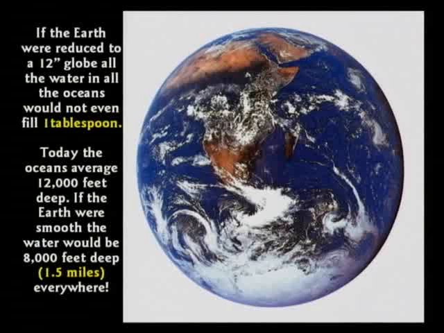If the earth were reduced to a 12-inch globe like this one, all the waters in the oceans would not even fill 1 tablespoon. Today, the oceans average 12,000 feet deep. If the earth were smooth, the water would be 8,000 feet deep, 1.5 miles everywhere.